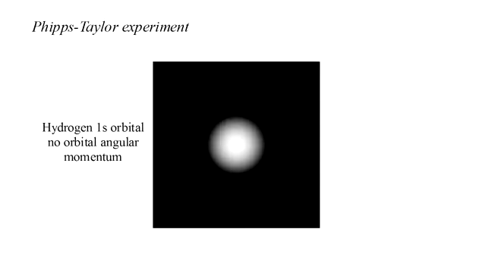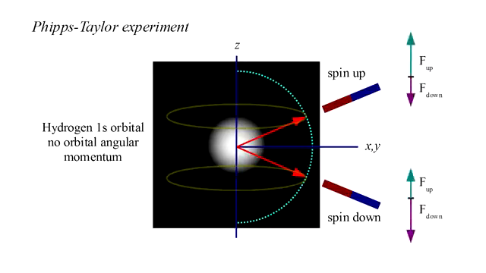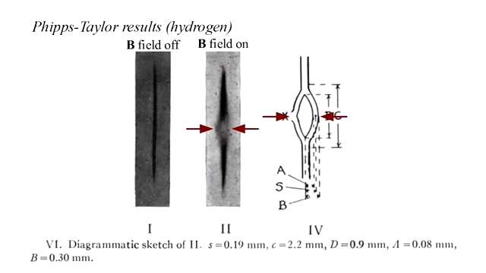Finally, let's consider the Phipps-Taylor and Stern-Gerlach experiments in which beams of neutral atoms are split into 2 by a non-uniform magnetic field. In its ground state, the 1s orbital, the hydrogen electron has no orbital angular momentum, but it does have spin angular momentum, which can take on 2 orientations. The resulting 2 orientations of the spin magnetic dipole mean that a beam of hydrogen atoms will split into 2 in the presence of a non-uniform magnetic field.